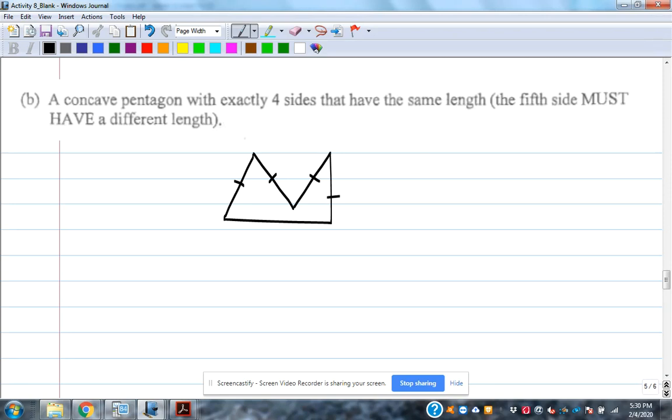Concave means it falls in on itself. Convex, it does not fall in on itself. If it asks for a convex pentagon, then this interior angle right here, that's the one that makes it concave, because its interior angle is greater than 180. So concave, at least one of the interior angles is greater than 180. Convex, none of them are greater than 180. So just got to be a little creative with your pictures. Make it fun. All right.